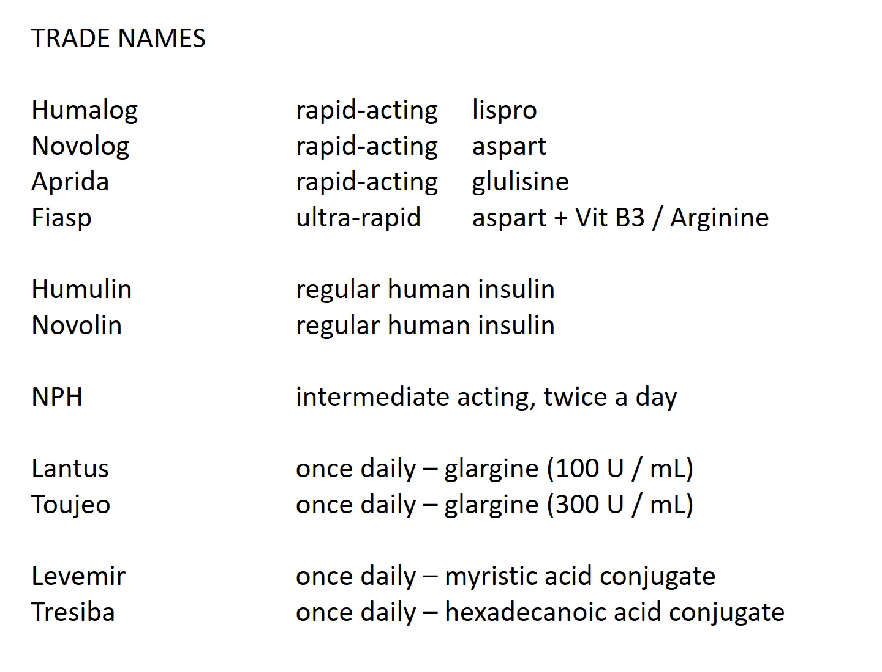NPH is still out there. It's an intermediate acting insulin used twice a day, not as commonly used. And the initial regular human insulins, Humulin and Novolin, are still out there as well. You still will see Humulin and Novolin being used, but quite honestly, at least what I see in our hospital, we've really changed to the analogs, the Humalog, Novolog, Apidra, with Fiasp just hitting the market right now. Okay, so there are your insulins, and now you know a little bit about what they are and how they differ.